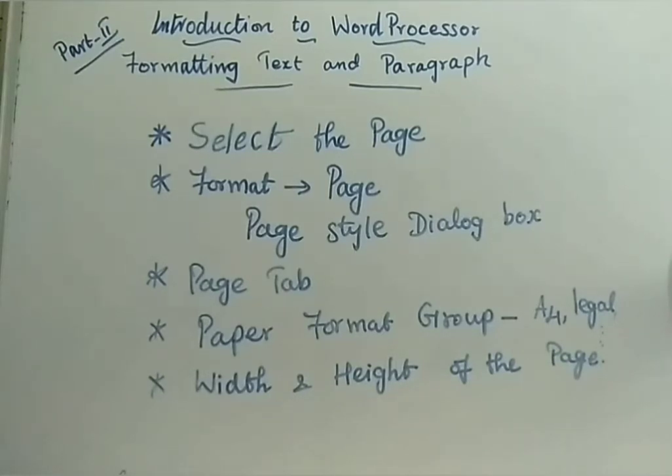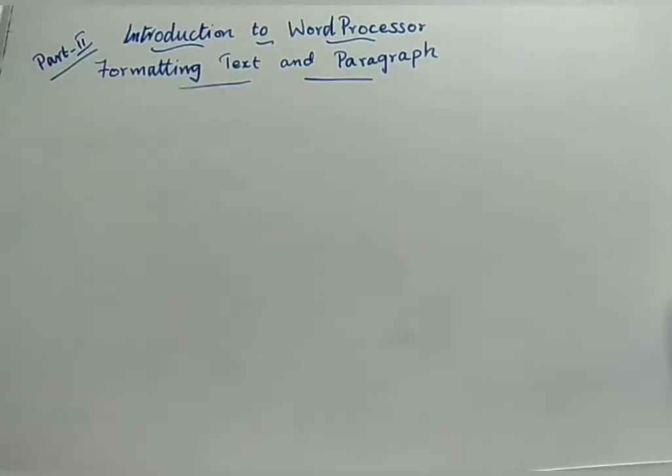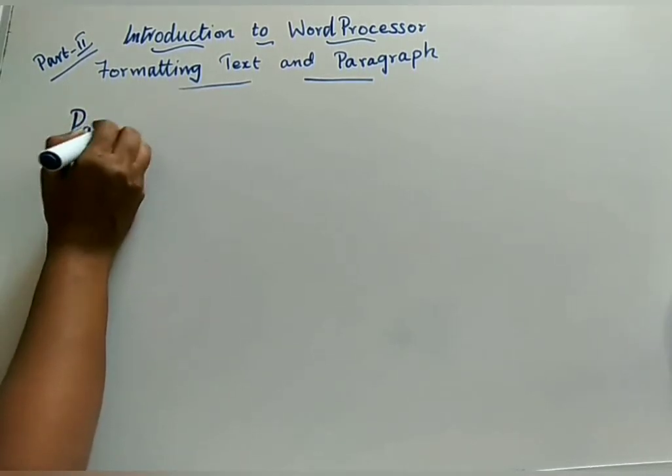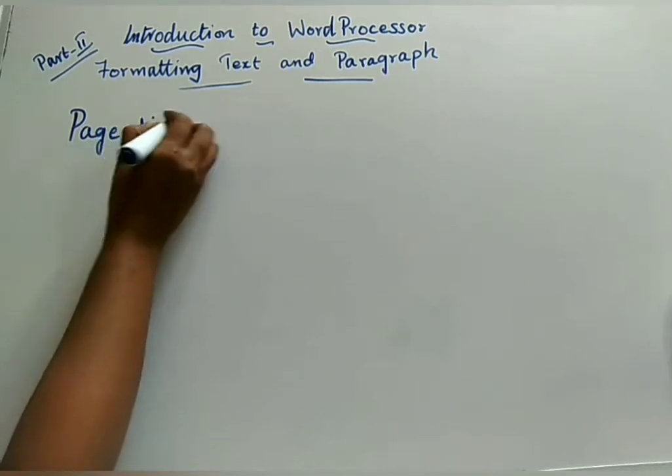Next, we can see the next one. It is changing page margins. So the next topic we are going to see is changing page margins. So first of all, tell me what is a page margin. Page margins are nothing but white space around the top, bottom, left and right of your document.